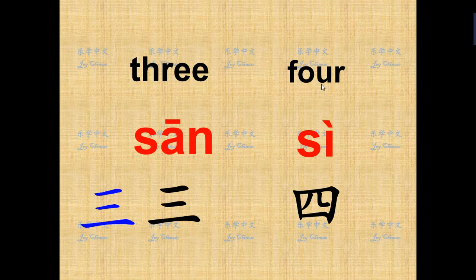Next number is 4. S and I, first tone. Sì, 四. The way it's written is simple, the last one. We learned previously 7, 8, and 2. Now we learn 3 and 4.